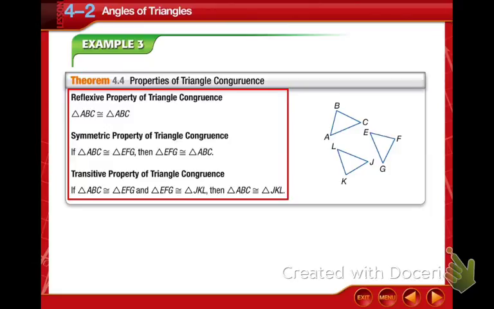Properties of triangle congruence: same properties we've been looking at. Reflexive property, just repeating the same thing. Symmetric property, just reverses it. The transitive property gets rid of the middleman. So triangle ABC is congruent to triangle EFG. Triangle EFG is congruent to triangle JKL. Then triangle ABC is congruent to triangle JKL.